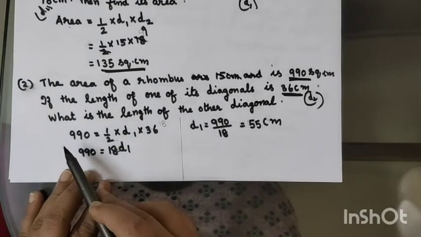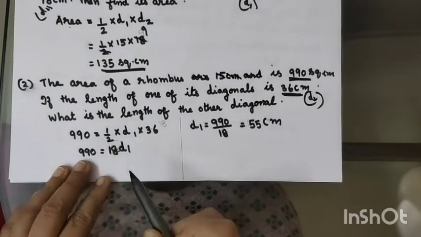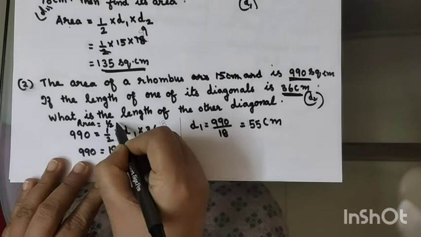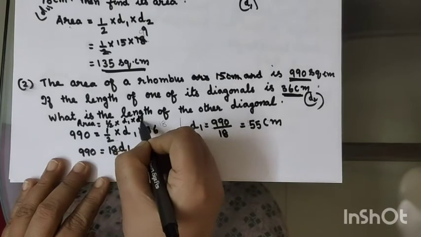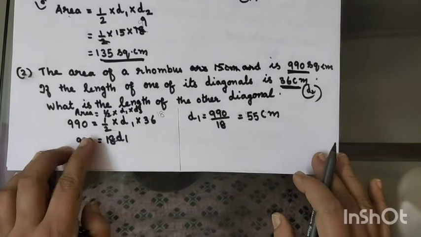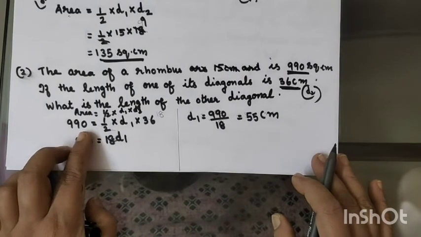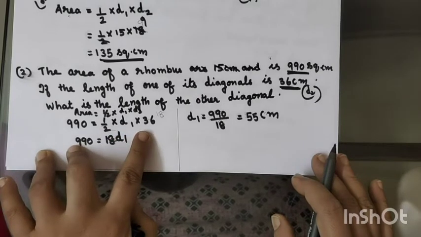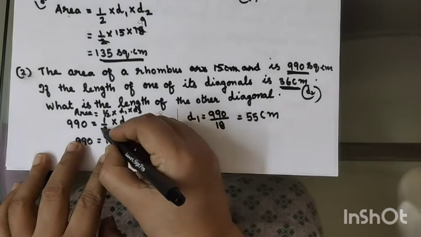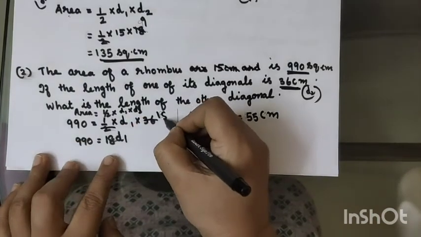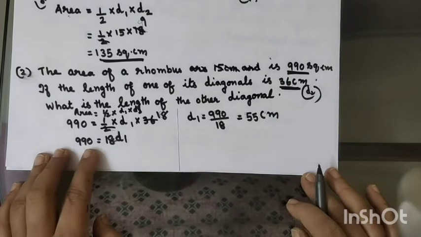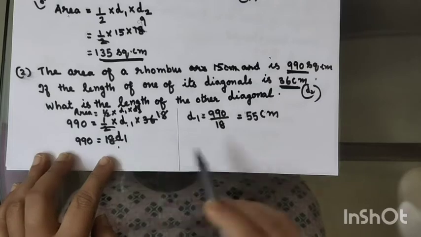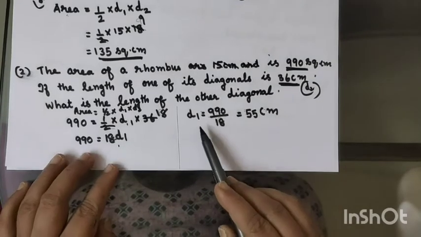Now we write the formula. Area is equal to, children, you can write the formula in short. Area is equal to half into D1 into D2. So here 990 area we will substitute, that is equal to half into D1 into 36. Now you can cancel 2 with 36, that is 18. So 990 is equal to 18 D1. Now we are going to find the other diagonal.